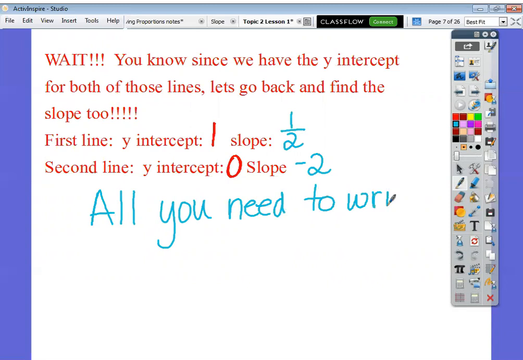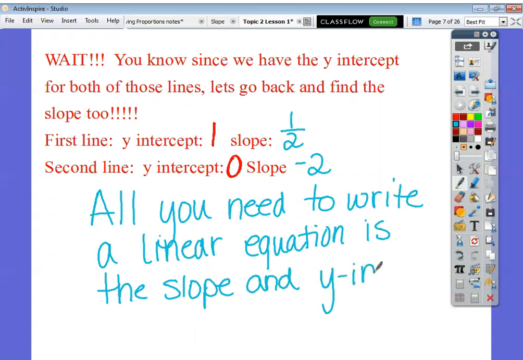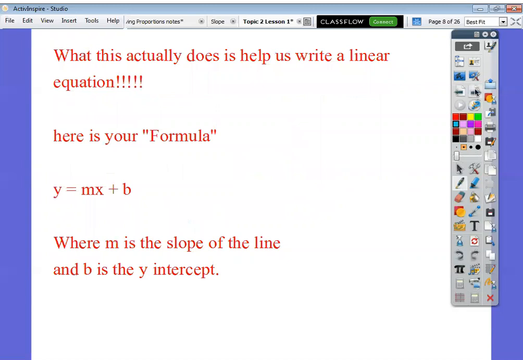Okay, all you need to write a linear equation is the slope and the y-intercept. If you have those 2 pieces, you can write an equation. Okay, so let's watch this. Ready? Here we go. Here is your formula.